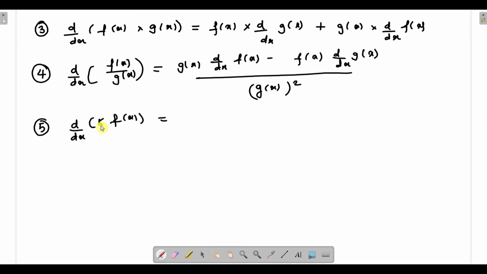Now this k is a constant, so it will come out. The derivative of a constant multiplied by a function is nothing but the constant times the derivative of the function. The constant will come out of the derivative. So these are the five properties which are very important.